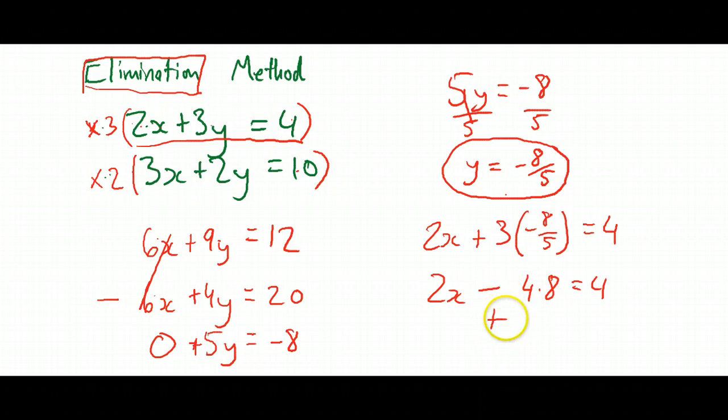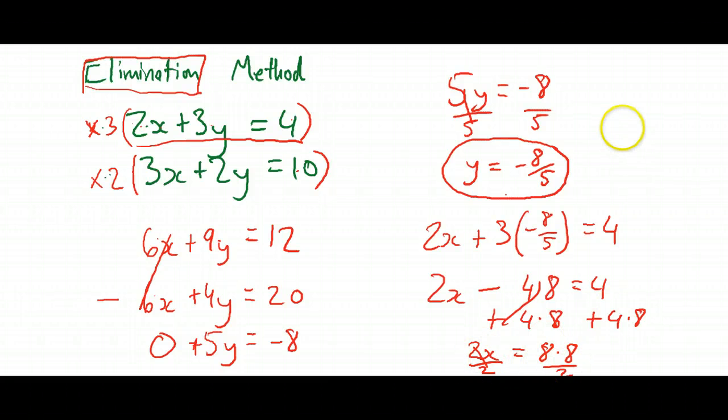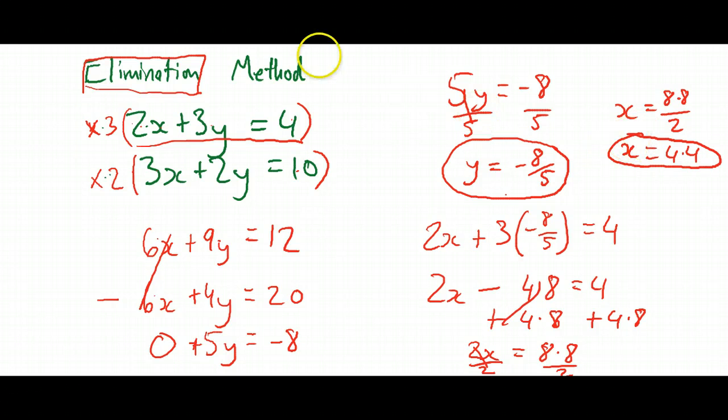And we want to solve this, so we'll go plus 4.8 on both sides. And that cancels out. Over there we've got 2x equals 8.8, and then divide both sides by 2. X equals 8.8 over 2, which equals 4.4. So our final solution, the coordinates of the point of intersection are 4.4 and negative 8 over 5.